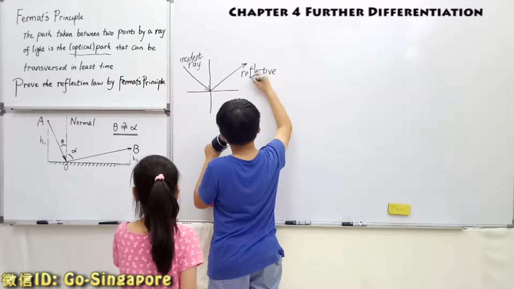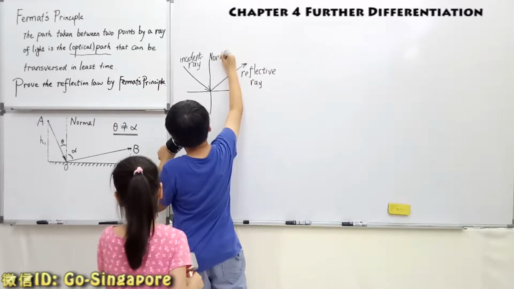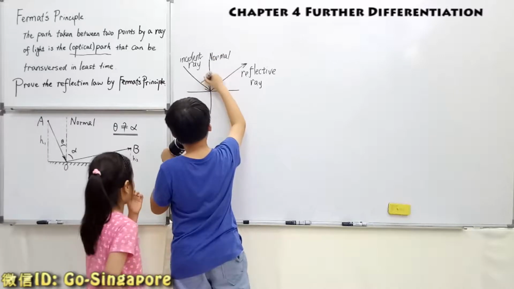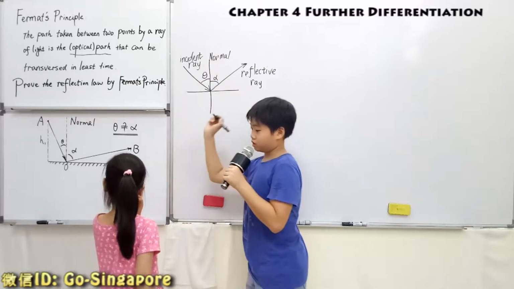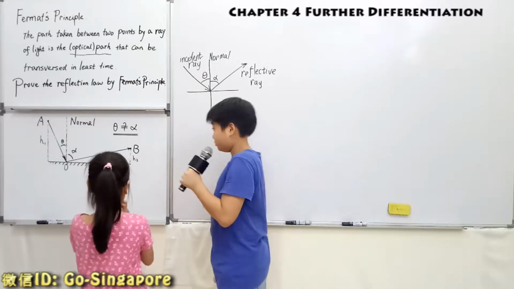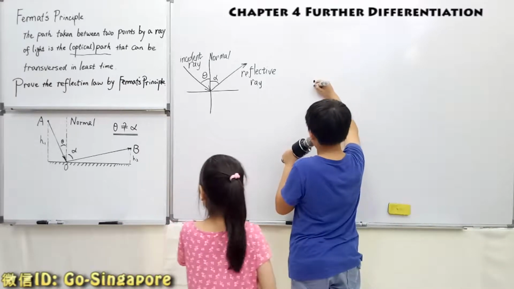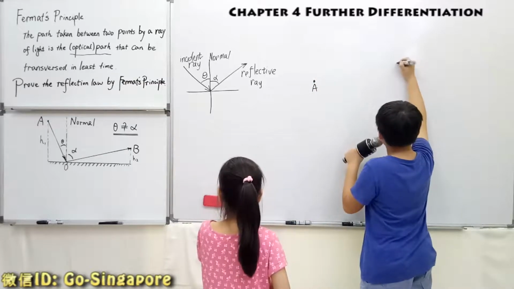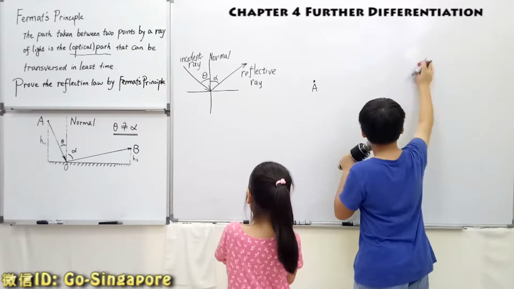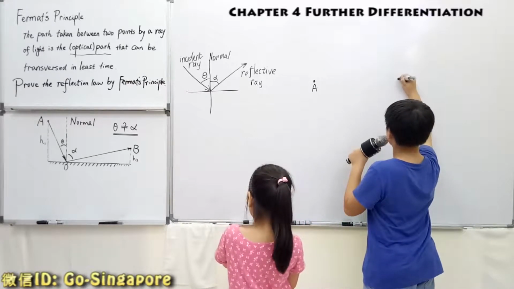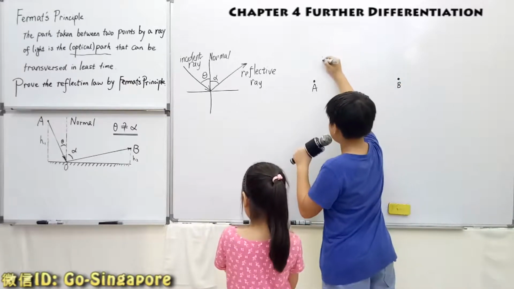And here is the reflected ray, correct? Correct. And here is the normal. Remember, these two angles must be equal. Other than this, for example, here we have a point, and over here we have another point. We can put the point here. And remember, here is a medium.